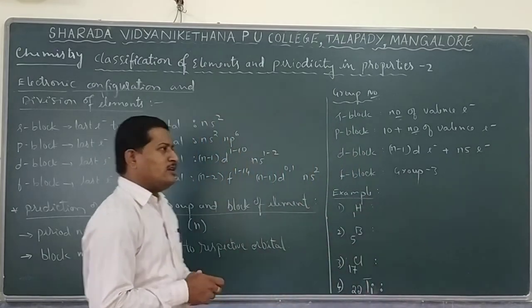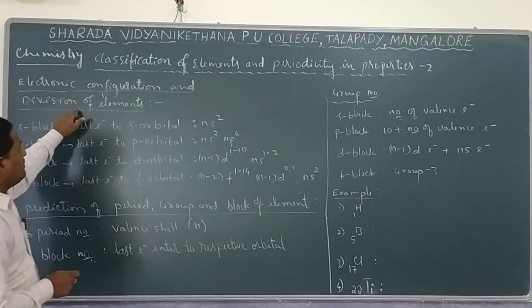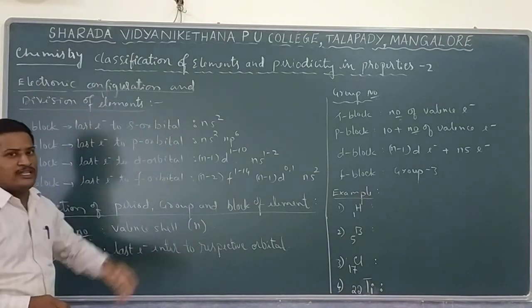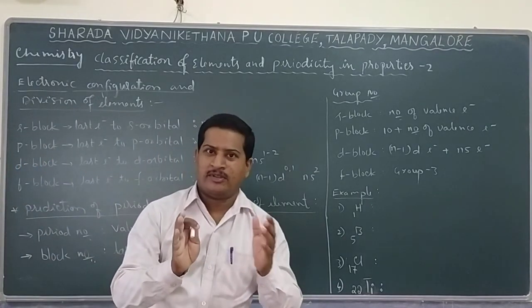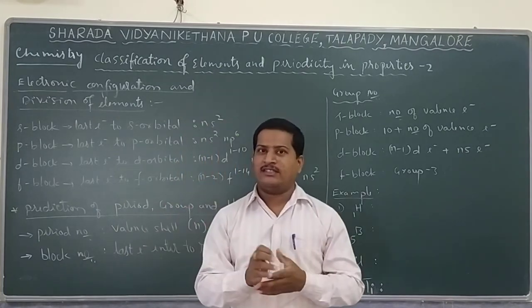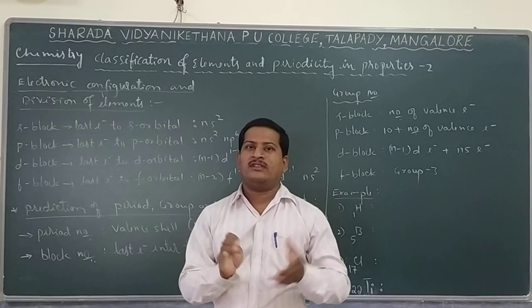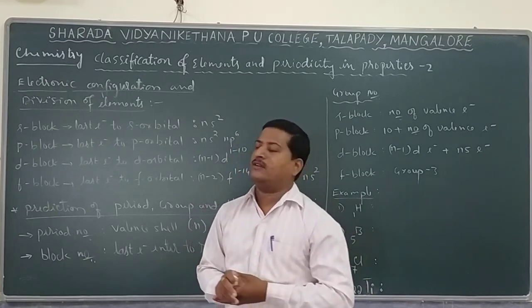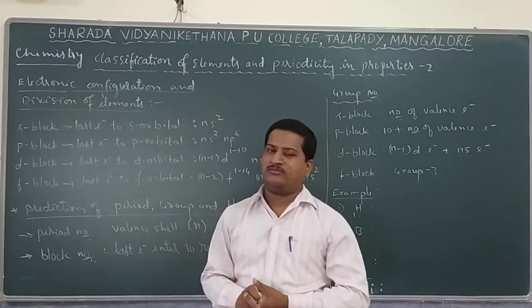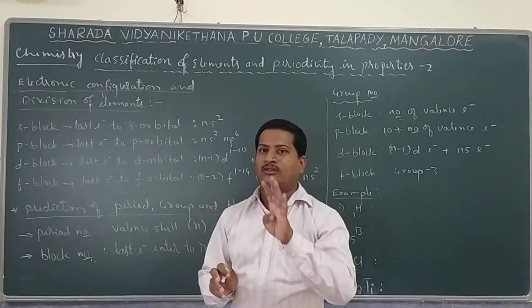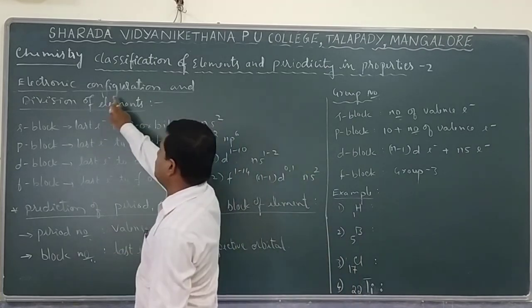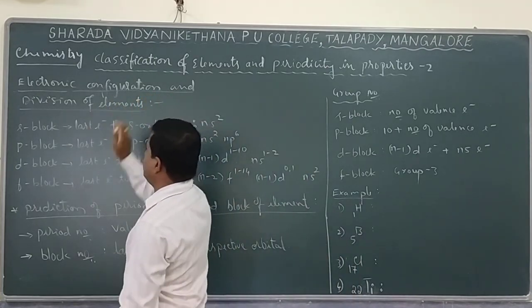First, we go with respect to the electronic configuration and division of elements. In our periodic table, elements are arranged in the modern periodic table with respect to atomic number, mainly based on the electronic configurations. Based on the last electron entered into the respective orbital, we divide them into 4 blocks.